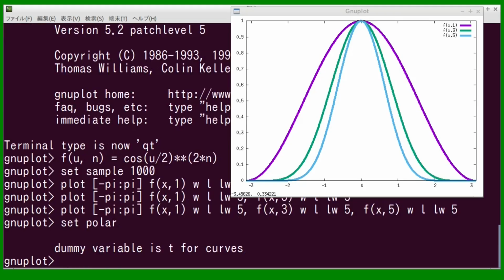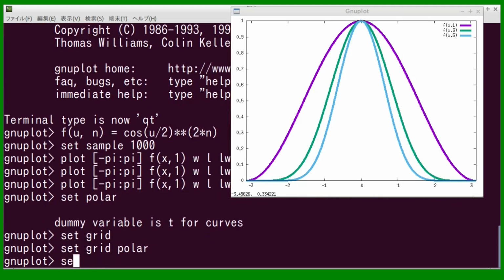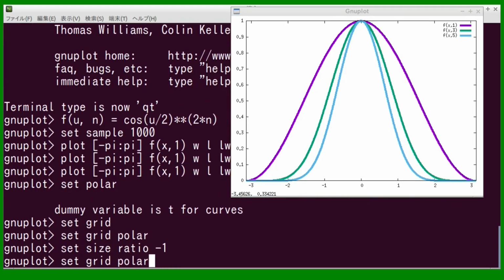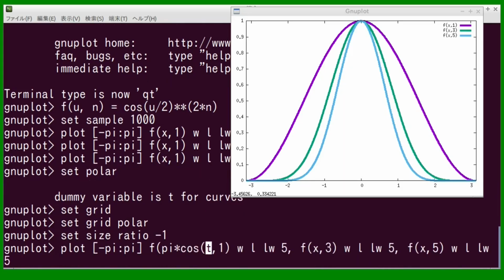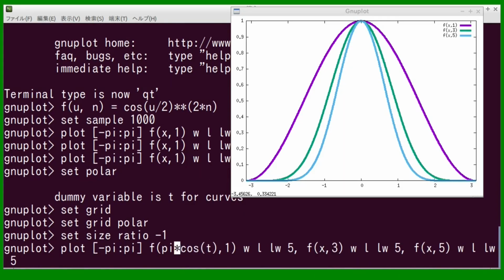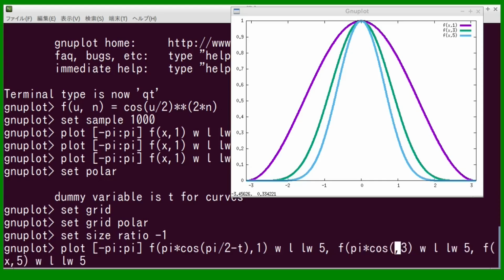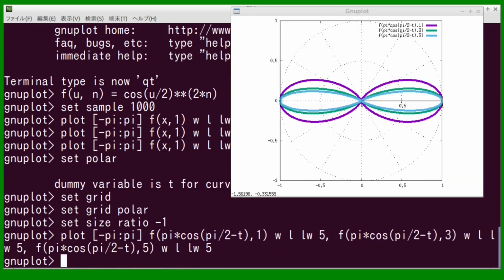Next, let us show the radiation pattern as a polar plot. The dummy variable is t. However, this expression is still a function of u. Here, u equals pi cosine theta. To rotate the plot by 90 degrees, we write it in the form subtracted from pi over 2. We do the same here as well. If we set it up in this way, we obtain this pattern.